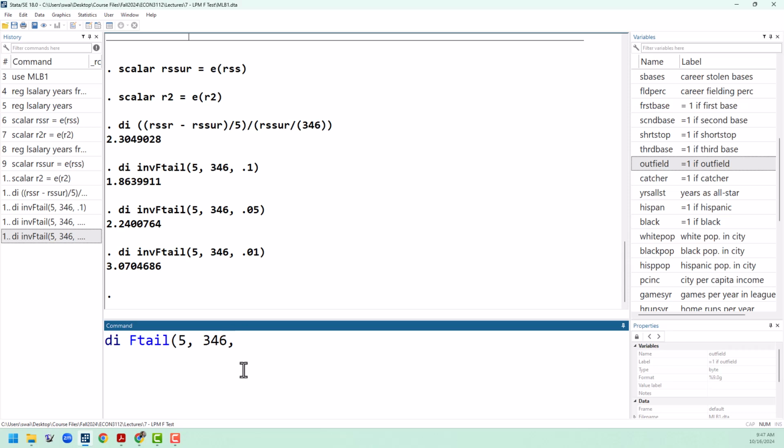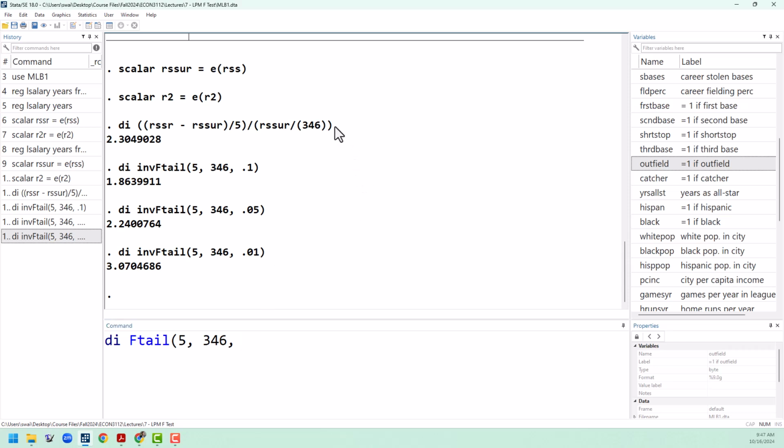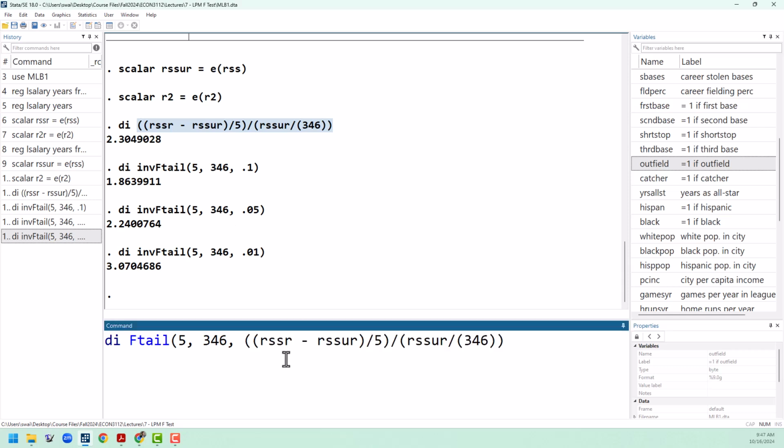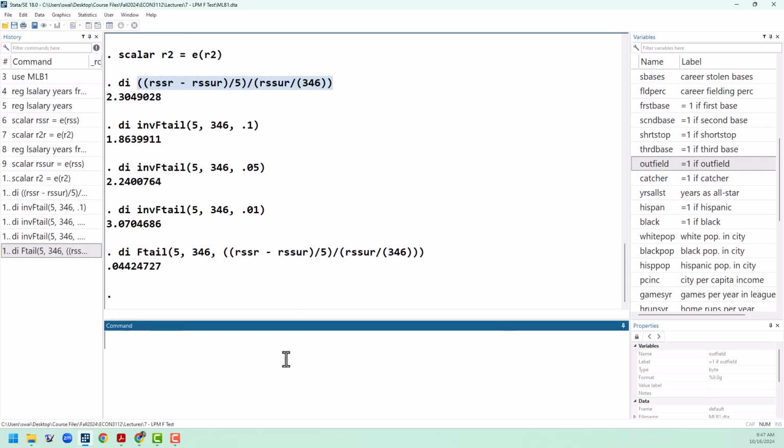And then we're going to plug in our F statistic, which is this line right here. I'm just going to paste that whole thing in, close the parentheses. And you can see that we get about 4.4% as our p-value, which lies between 1% and 5%. And so again, that agrees with our rejection at the 5% level, but failure to reject at the 1% level.